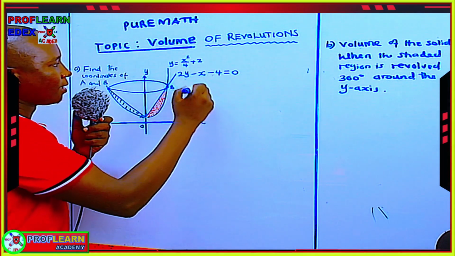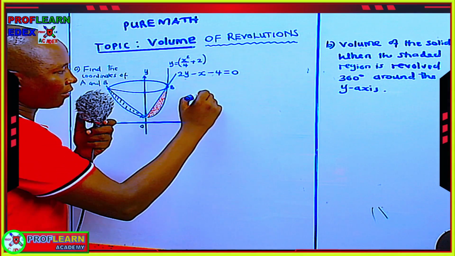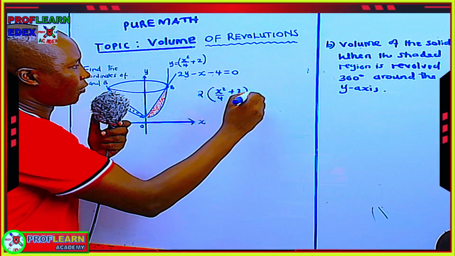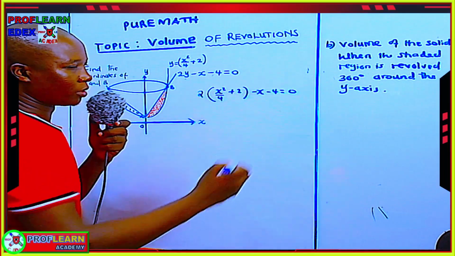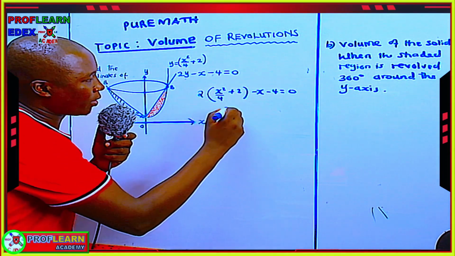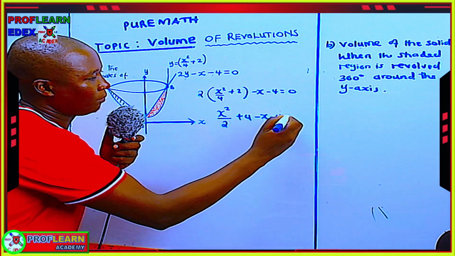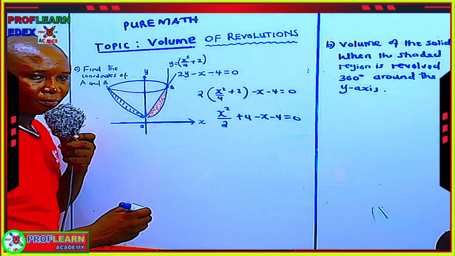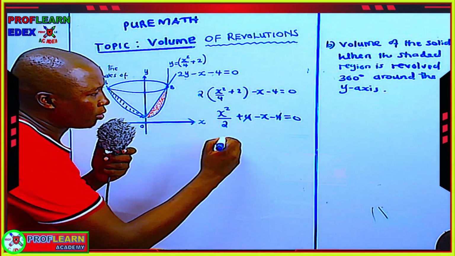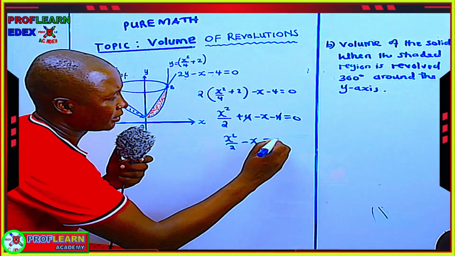So we're going to say that, substituting this equation into this, we're going to have 2 into bracket x squared plus 2 over 4 minus x minus 4 is equal to 0. Then we shall open the bracket. Of course, this is going to be x squared over 2 plus 4 minus x minus 4 is equal to 0. Then you can now see that this and this cancel out, and then we are going to have x squared over 2 minus x is equal to 0.